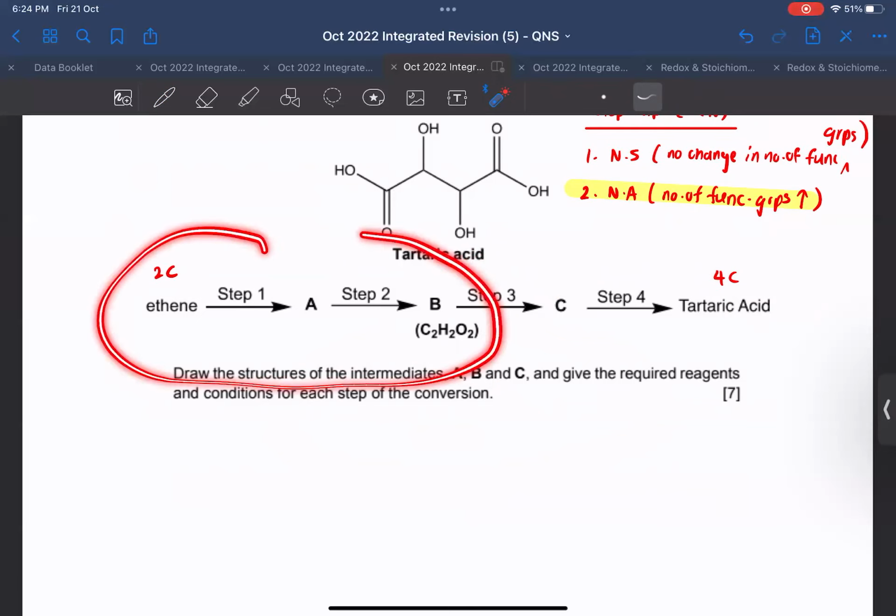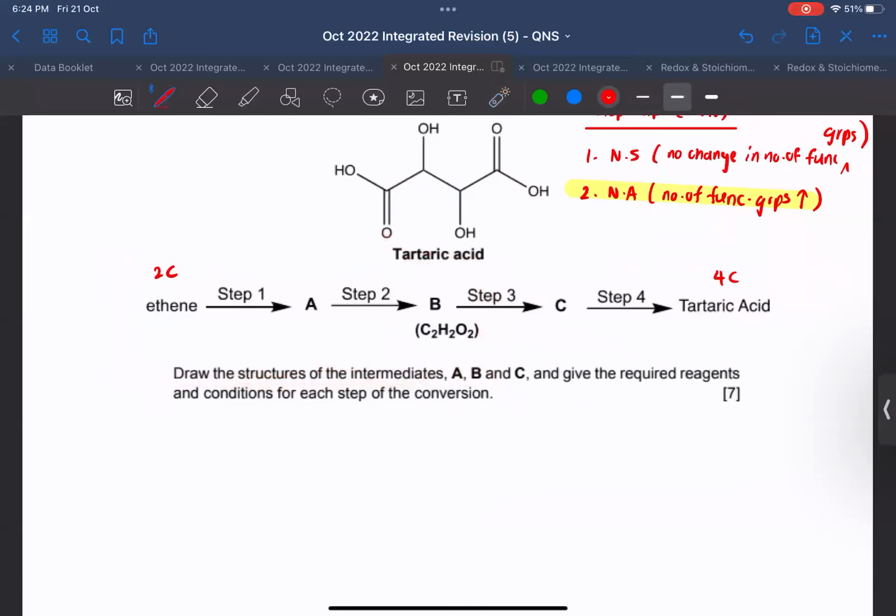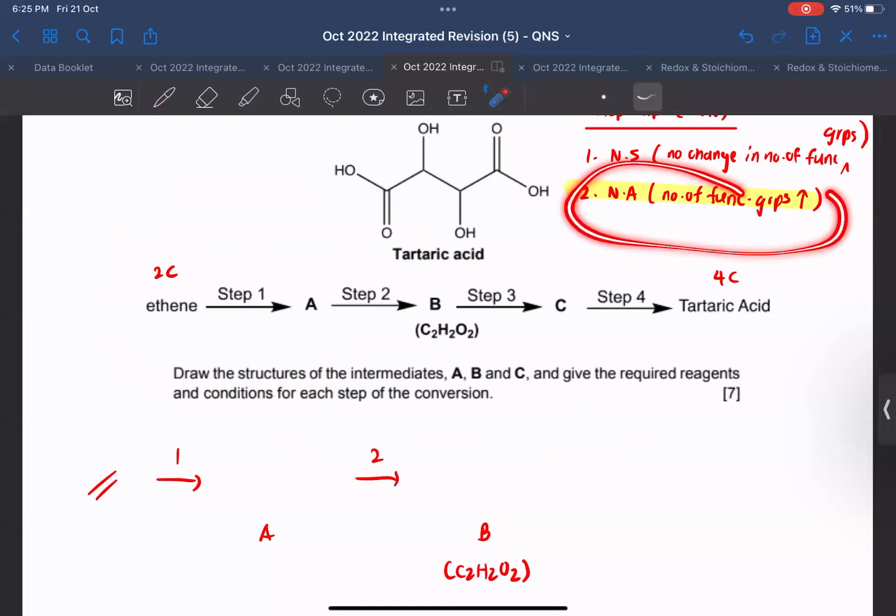Okay, this first part here, we can just settle first. How are we supposed to go from ethene to the first stage and then to the second stage? The second stage, again, we are supposed to get something here called C2H2O2. So perhaps this is where we are slowly working towards the carbonyl compound. We want to get the carbonyl compound first before we can do anything else, right? So let's try that.